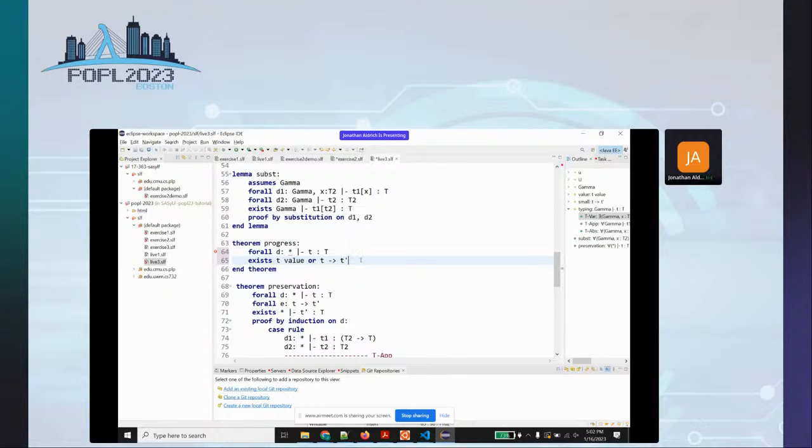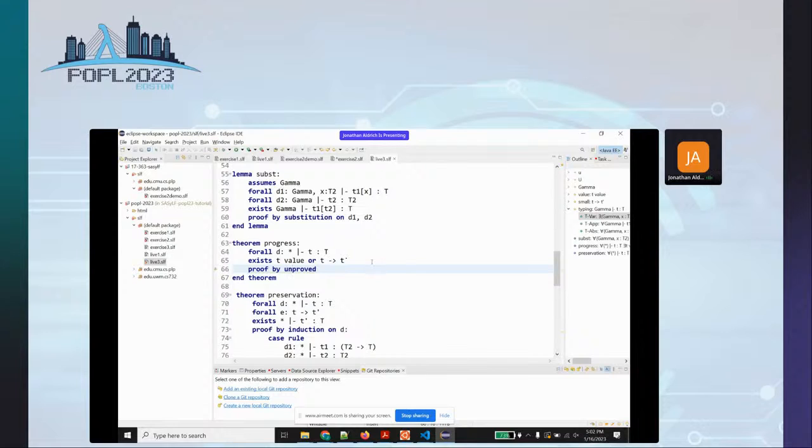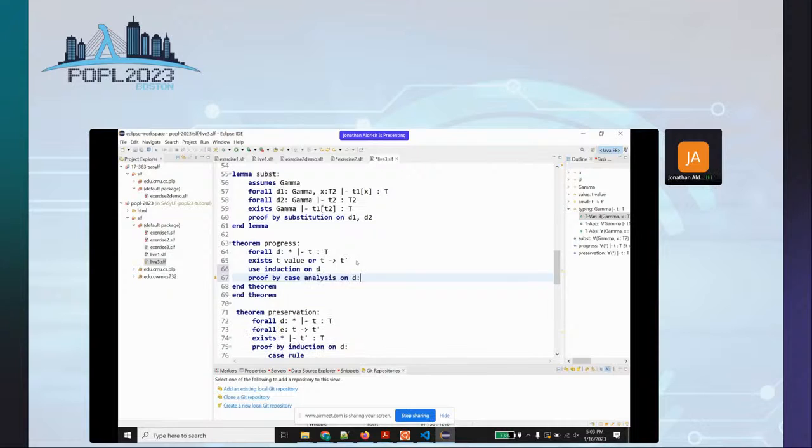Let's see how far we get on this. Okay, so this is the progress here, and no surprise, we are going to use induction on D, and we have case analysis on D, which is just the slow way of saying proof by induction on D.